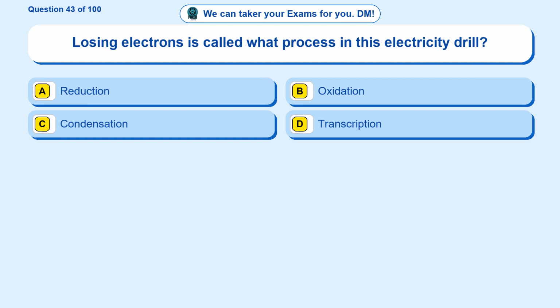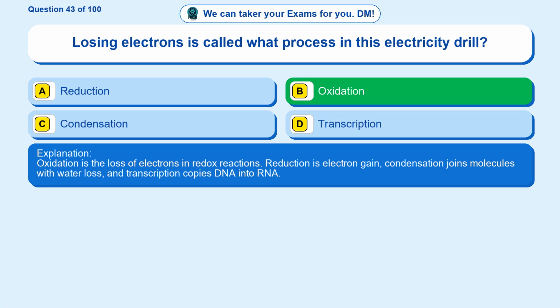Question 43. Losing electrons is called what process in this electricity drill? Option A, reduction. Option B, oxidation. Option C, condensation. Option D, transcription. The correct answer is option B, oxidation.